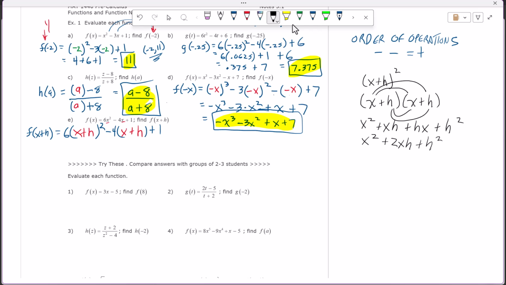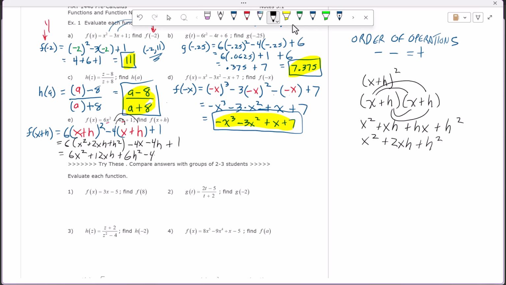So you do that. You should know that from your background. So we have 6 times x squared plus 2xh plus h squared. Now we're going to distribute. So negative 4 times x is negative 4x. Negative 4 times h is negative 4h. Bring down the plus 1. Okay, distribute to get 6x squared plus 12xh plus 6h squared.